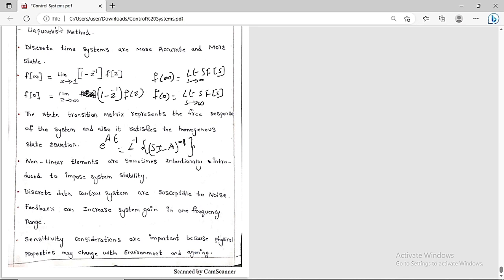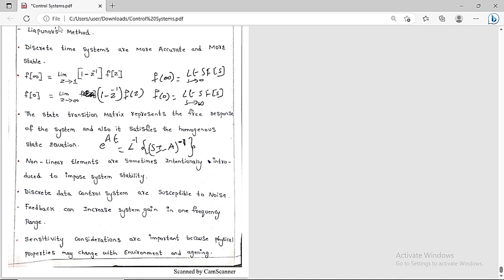The next point is discrete data control systems are susceptible to noise, meaning they can suppress the noise or withstand the noise. I have already told you, continuous time systems are highly sensitive to noise when compared to discrete time systems.